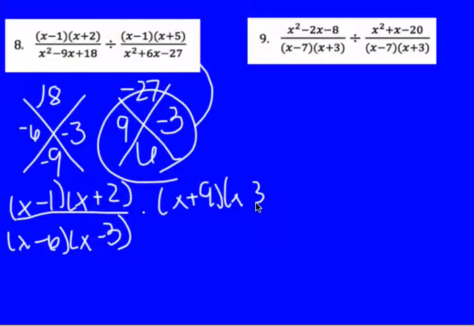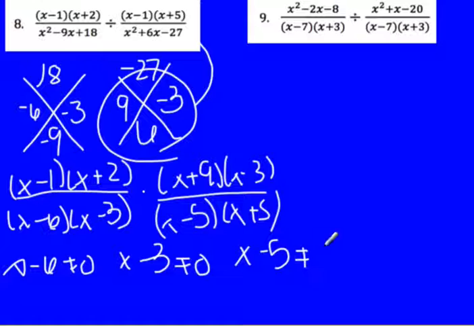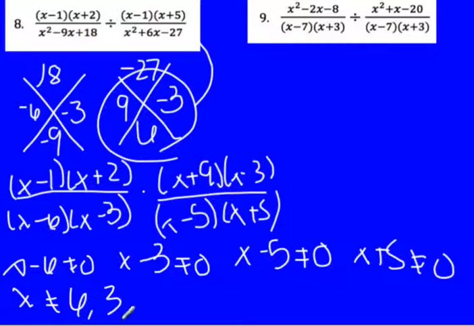Okay, so then we have this right here, and then beneath, x minus 1 and x plus 5. The first thing I'm going to do is get my excluded values. So x minus 6 cannot be 0, x minus 3 cannot be 0, x minus 5 cannot be 0, x plus 5 cannot be 0. So then we get that x cannot be 6, 3, 5, or negative 5. That's your final answer for your excluded values.